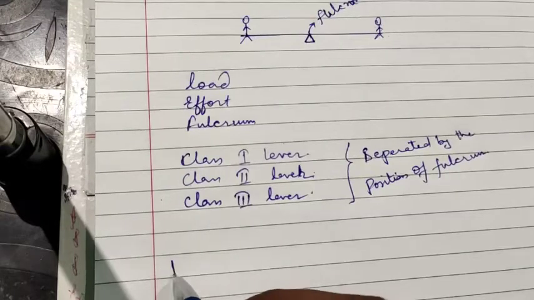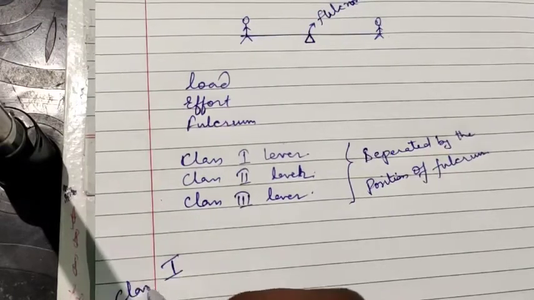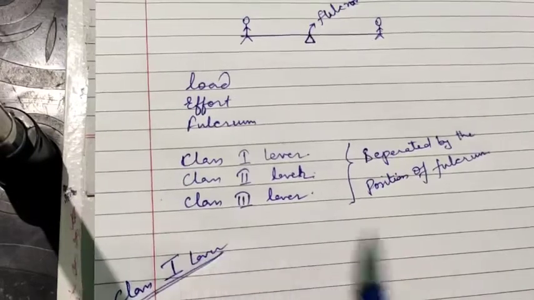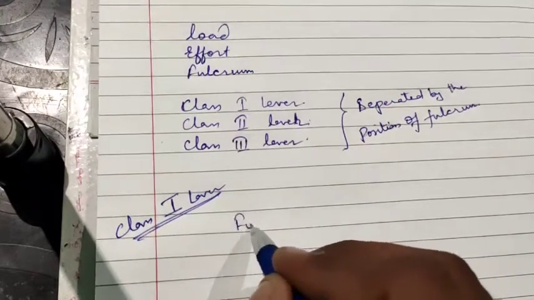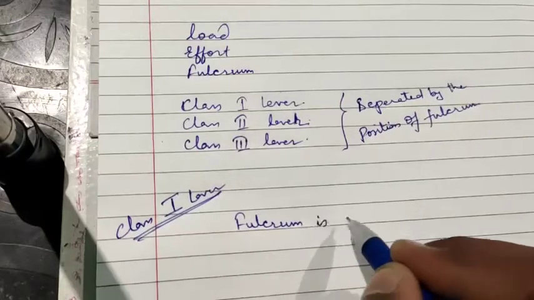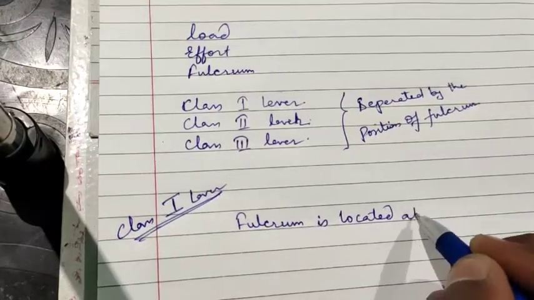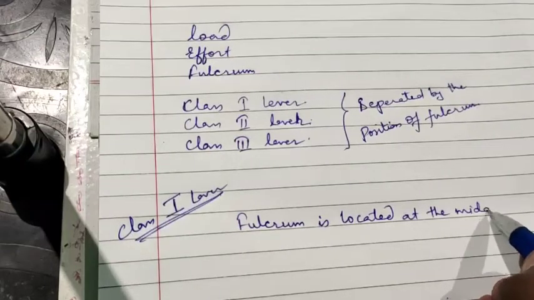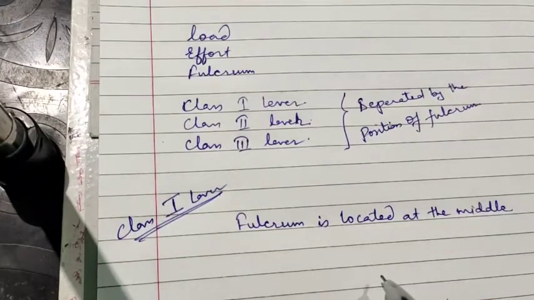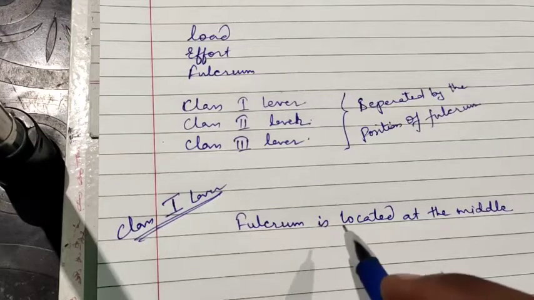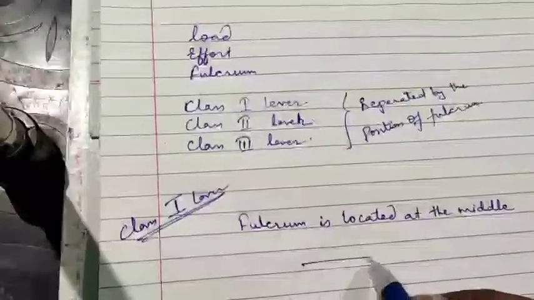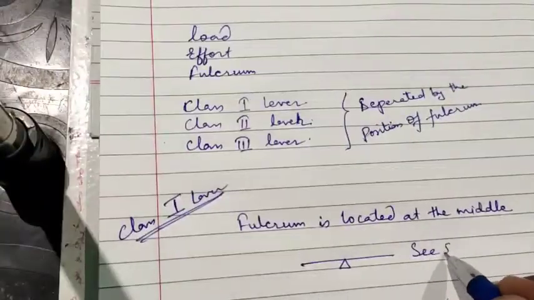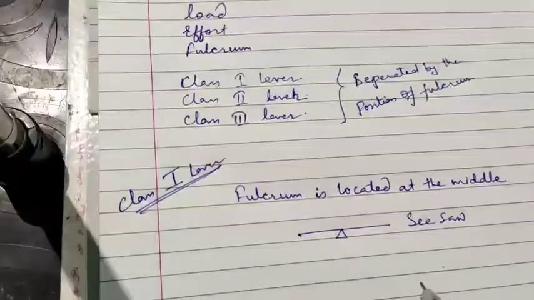Let us move to the class 1 lever. In class 1 lever, let us see where the fulcrum is located. In class 1 lever, the fulcrum is located at the middle. This is known as class 1 lever. Like the example of seesaw we have seen. This is an example of first class lever.